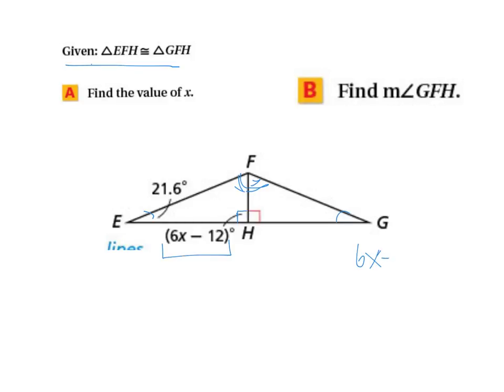So I can start there. Add 12 to both sides. So 6x equals 102. Divide by 6. X is 17.